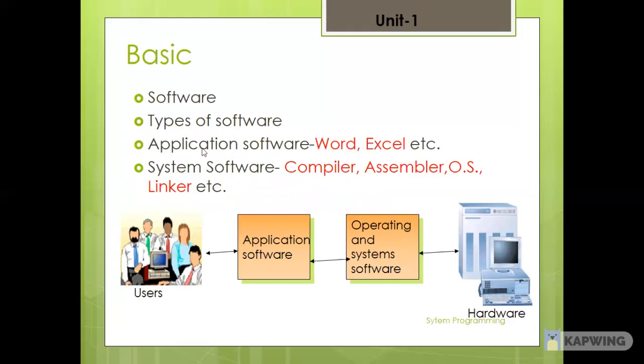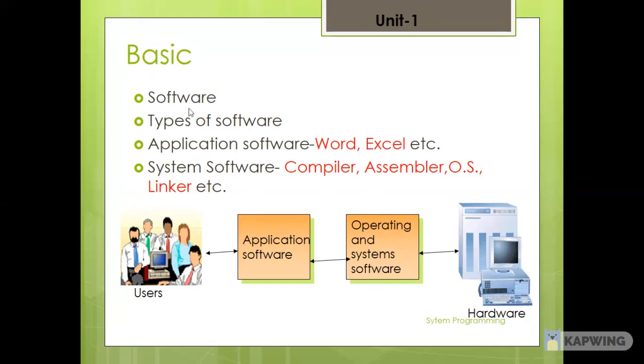So what is software and what are the types of software? Application software examples are Word, Excel, hospital management system, banking application. And system softwares, compiler, assembler, operating system, linker, loader are the examples of system software. So here is a user, who wants to execute application software with the help of system software on the hardware. There are different types of OS and system softwares like compiler and assembler. Here the application software will execute with the help of system software.